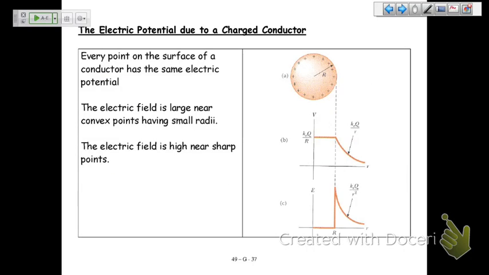Last little bit, electric potential. Inside, it's a constant potential. Outside, it falls off as an inverse relationship. Electric field: inside, it is zero. We did that with Gauss's law. Outside, it's an inverse square.